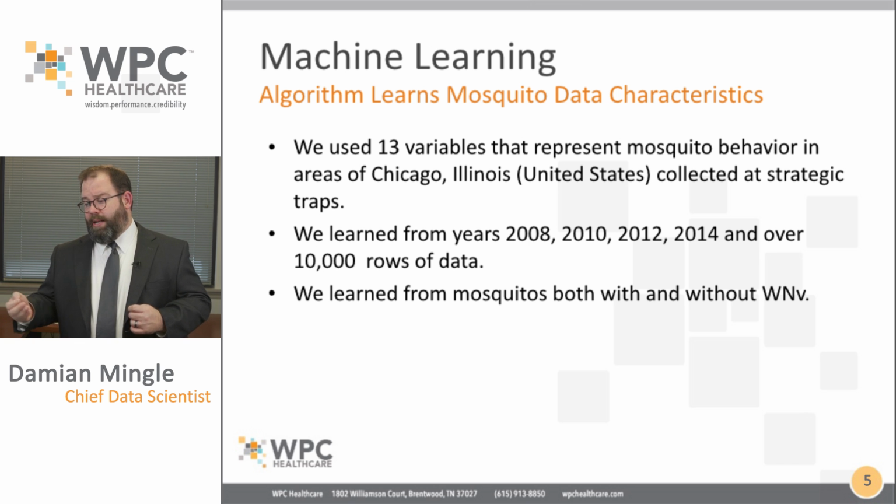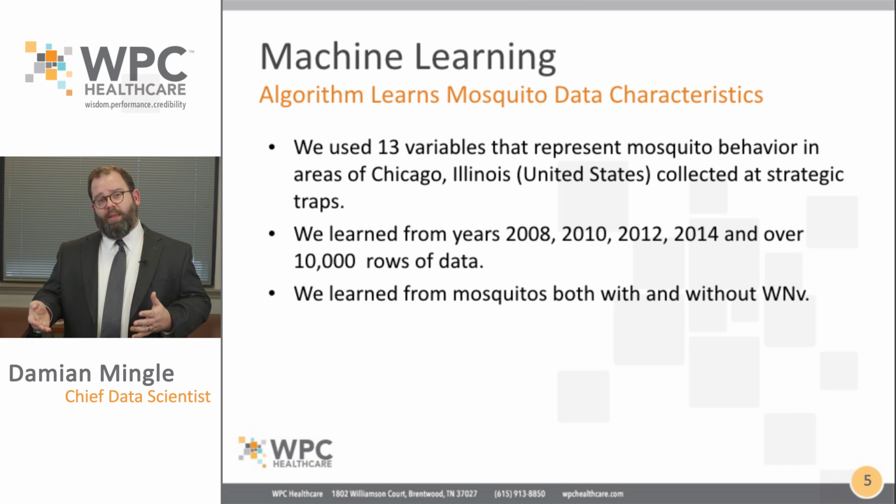And we've been able to learn the mosquitoes both with and without West Nile virus. It's very important not to just simply learn about West Nile virus mosquitoes, but also the ones that don't have it as well, so that the algorithm can learn to distinguish between the two.